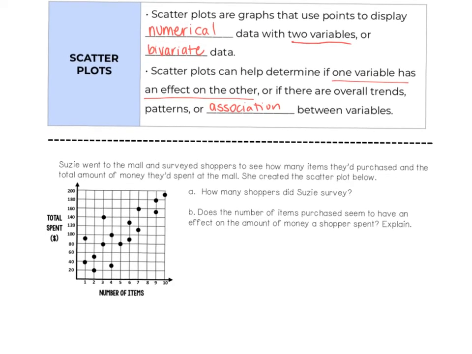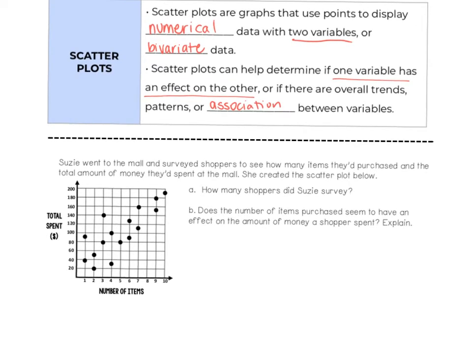This is an example of a scatter plot. So you can see there's different points going on, and let's dive into what those points mean. So the problem says Susie went to the mall and surveyed shoppers to see how many items they purchased. So how many items would be our first variable, and then the total amount of money that they spent. And then she put that information in a scatter plot. So we can see that there's that total money spent, and here's the number of items. So that's why it's bivariate data, because there's two things happening.